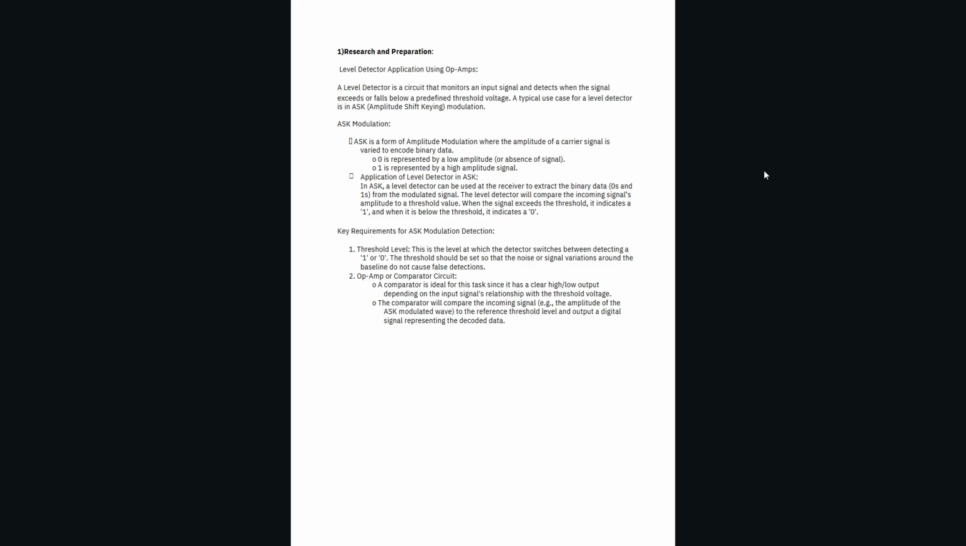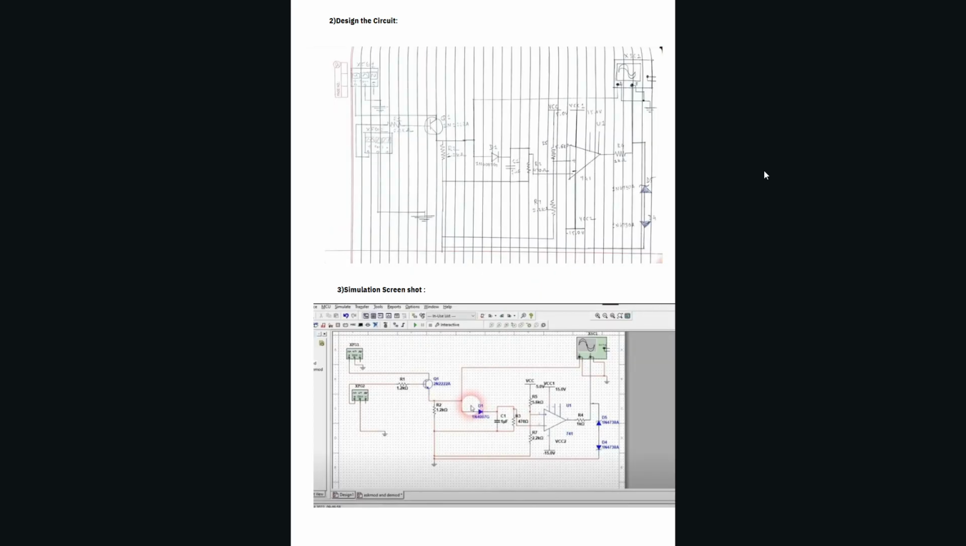Op-amp or comparator circuits. A comparator is ideal for this task since it has a clear low or high output depending on the input signal's relationship with the threshold voltage. The comparator will compare the incoming signal, for example the amplitude of the ASK modulated wave, to the reference threshold level and output a digital signal representing the decoded data. So this was all about the theoretical part of ASK.